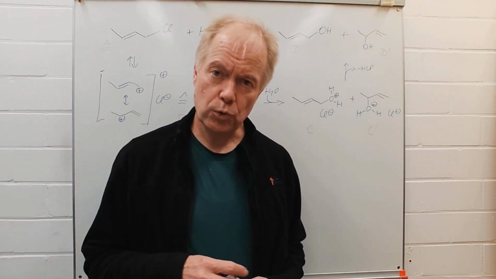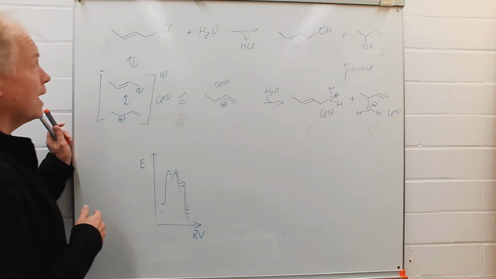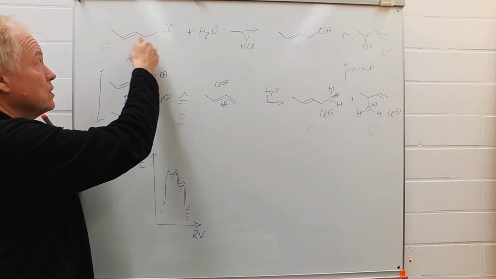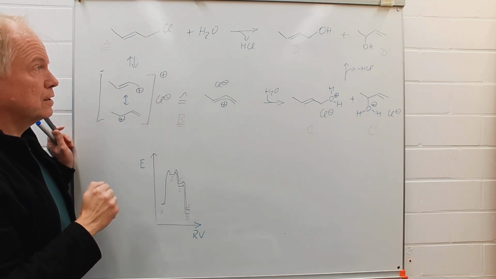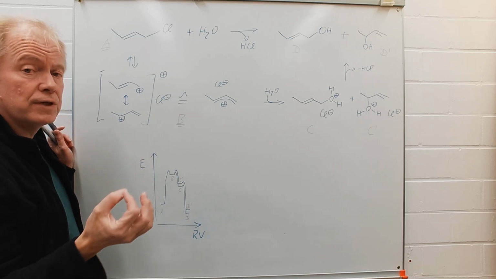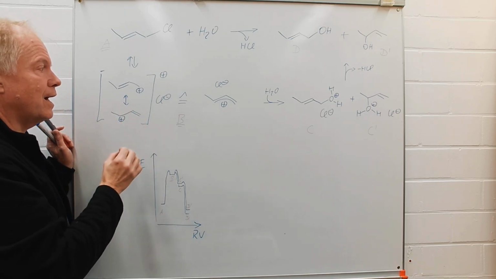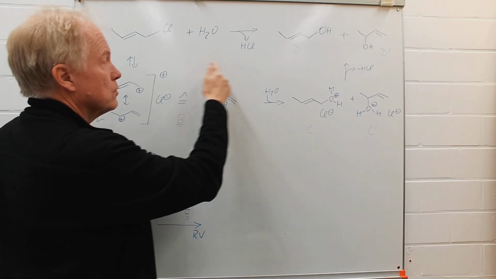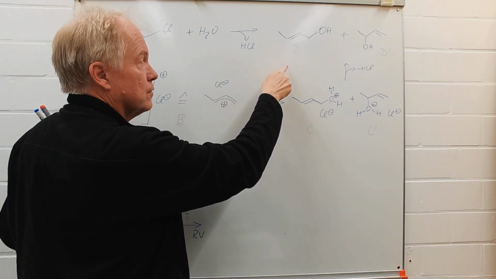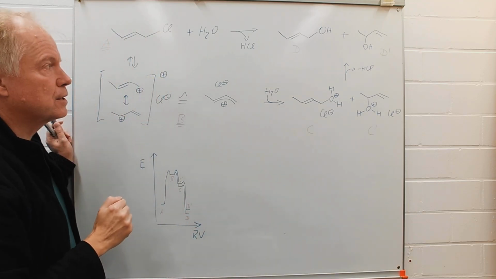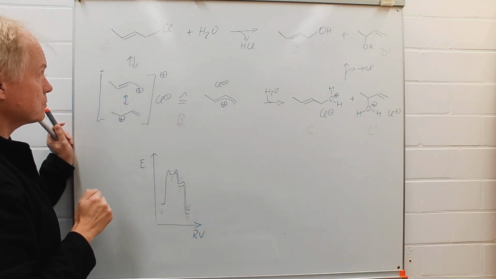In today's tutorial we will have a look at the hydrolysis of this allylic chloride. It's a reaction from which we can learn a lot if we have a closer look at the mechanism. So the result of this reaction will be a mixture of these two allylic alcohols.